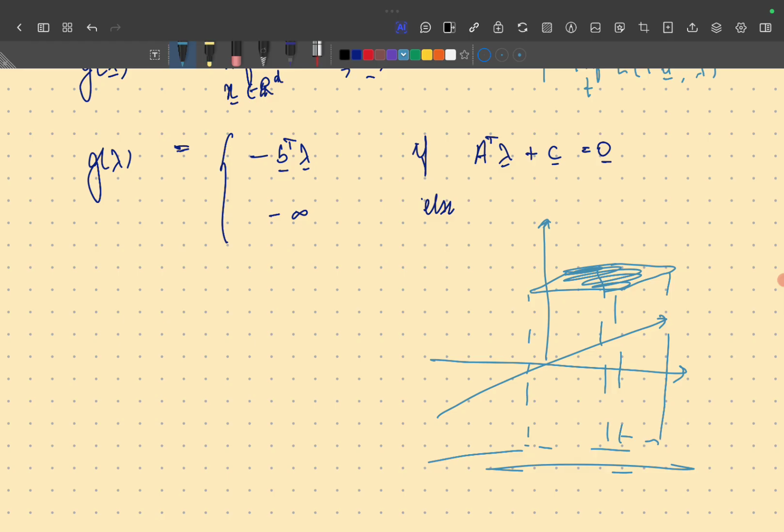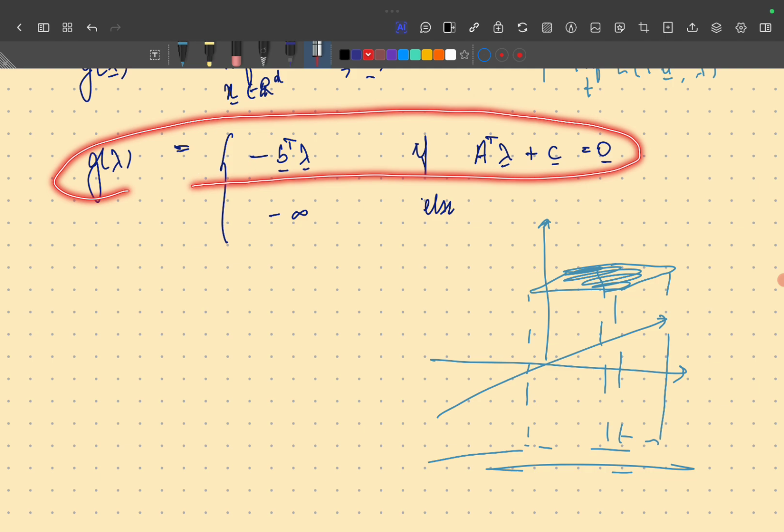Right. So again, this is an extended value function. There are two ways of looking at this. One way of interpreting this is that g of lambda is only defined when A transpose lambda plus c is equal to 0, because the infimum exists only when A transpose lambda plus c is equal to 0. And if A transpose lambda plus c is not equal to 0, then g of lambda is simply not defined.